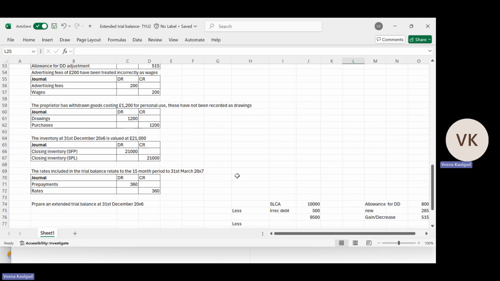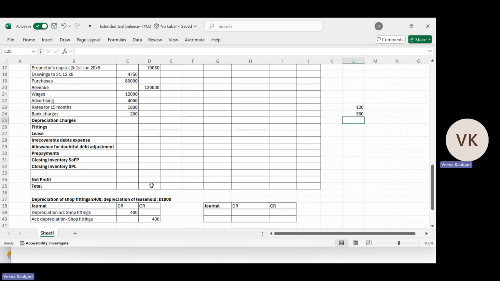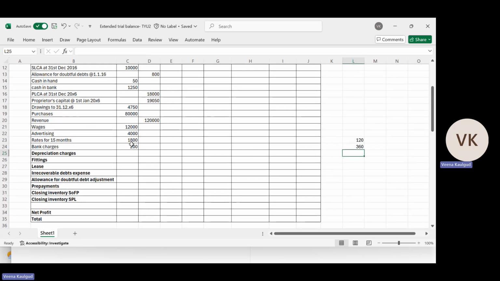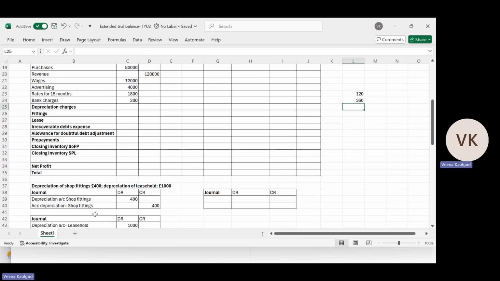If it is a prepayment, then surely a prepayment is an asset, which is also a reduction in this year's rates, and hence it is a credit of 360. So this is how you would record all these journals. Now, how are we going to record all these things? I am not going to touch any of the ones which are already there. I will only rectify the ones which are here, and then I will record all the other transactions.